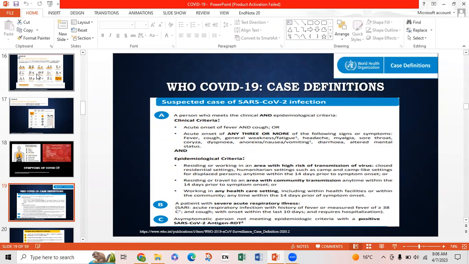A patient with severe acute respiratory illness is a patient with a history of fever measured above 38 degrees centigrade, having a severe cough with onset of less than 10 days, and who requires hospitalization.